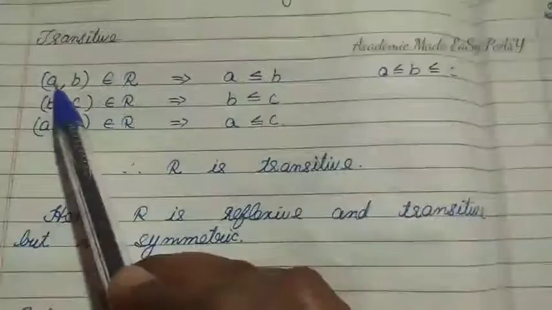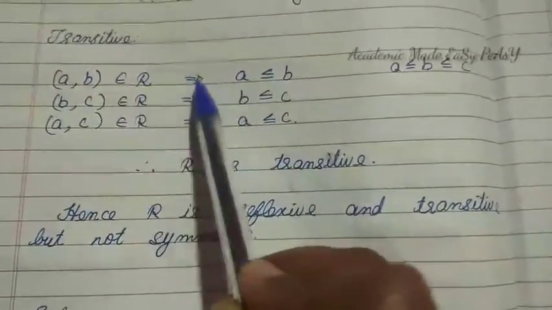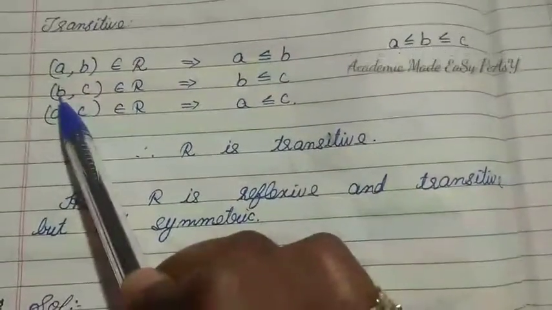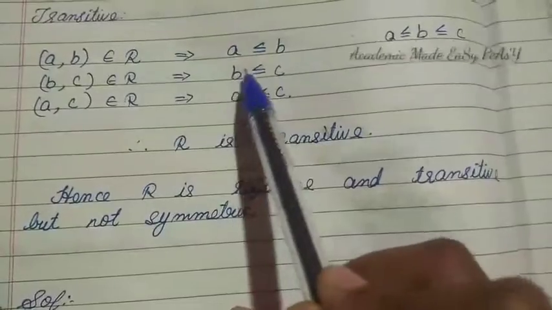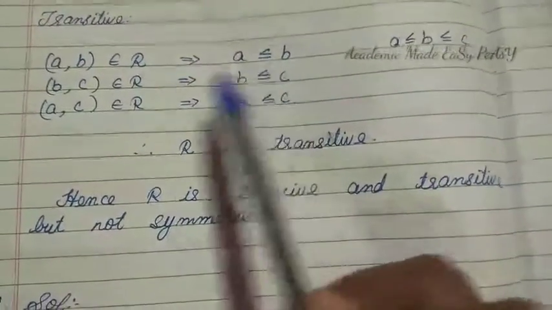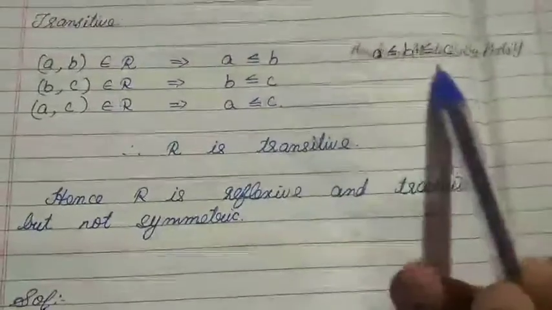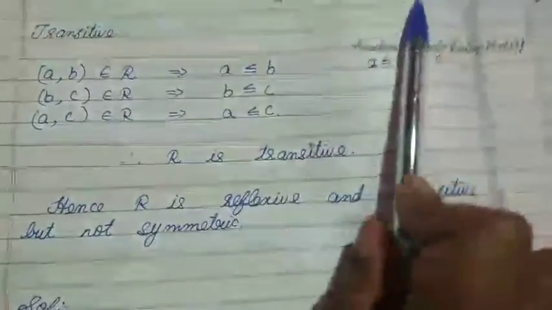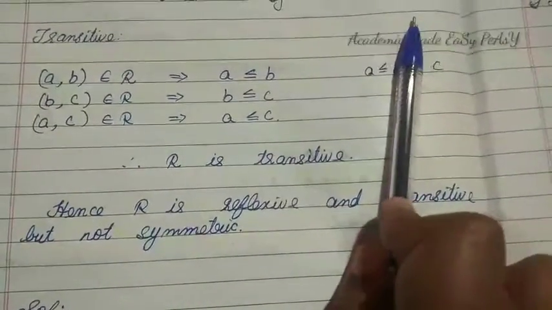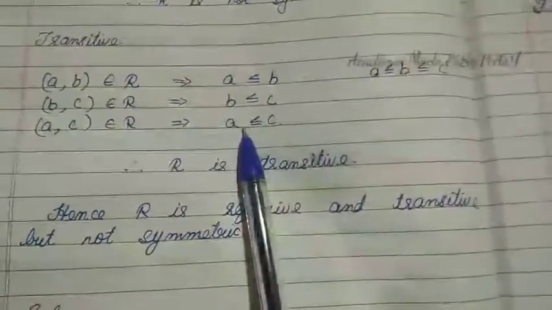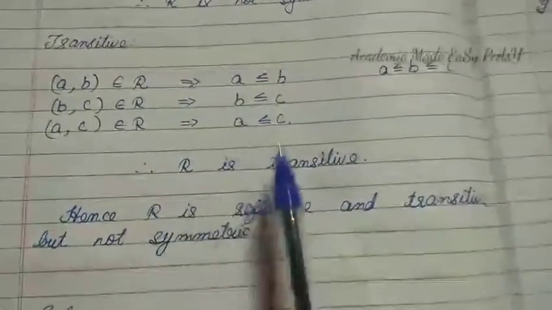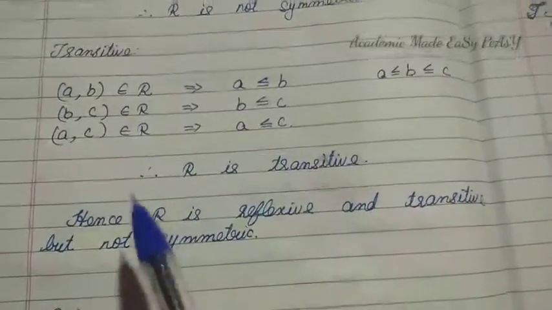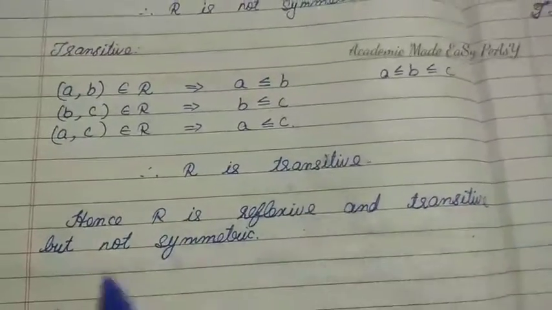For transitive, I'm taking (a, b) belonging to R, because a can be less than or equal to b. So now I'm taking (b, c), where I can say that b may be less than or equal to c. So if I write it in this way, you will be more clear seeing this. So if we take only this b, it will be shown that a is less than or equal to c. So that only I've written over here. Okay, so therefore R is transitive. Hence it is proved that R is reflexive and transitive but not symmetric.